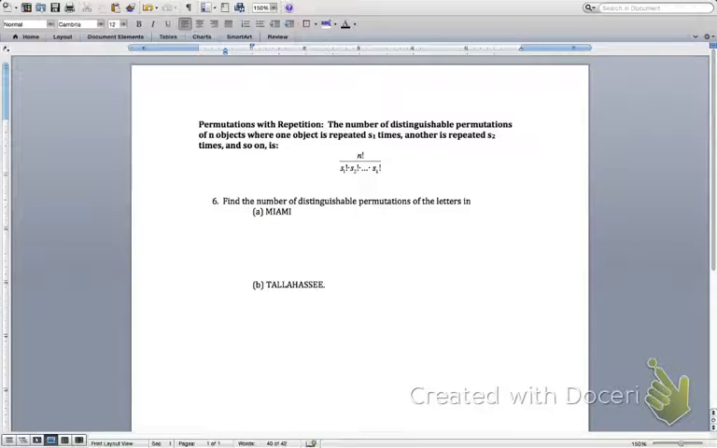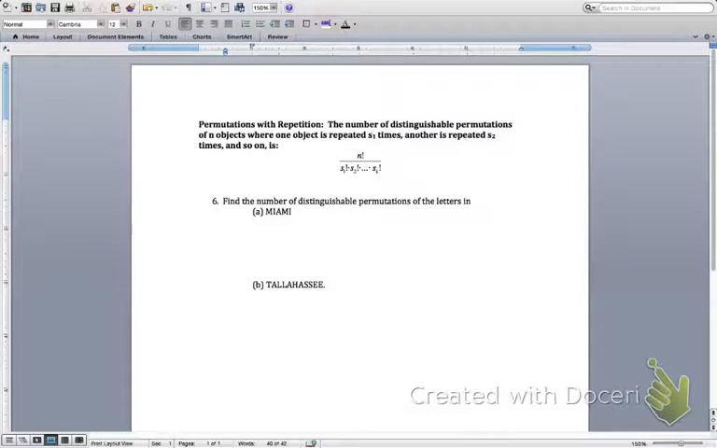Lesson 10.1. The last thing we're going to look at today is permutations with repetition. The number of distinguishable permutations of n objects where one object is repeated s sub 1 times, another is repeated s sub 2 times, and so on, is given by the formula there. That's kind of crazy to understand, so let's go ahead and look at our first example, and I'll first talk to you then about what permutations with repetition means.